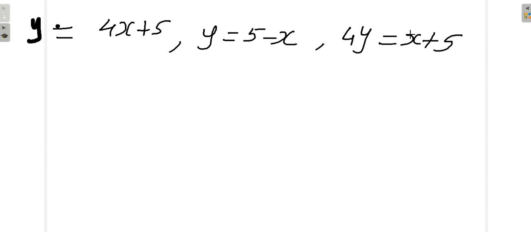Now this area can be found by integration, but it will be very clumsy. The best thing is to find the point of intersection of these three lines and then simply use determinants. So let us do it that way. For CET it is very suitable. So let us first solve these two equations.